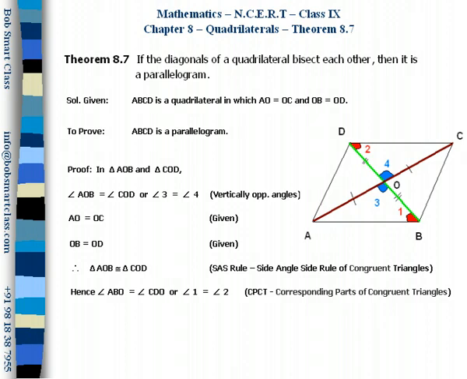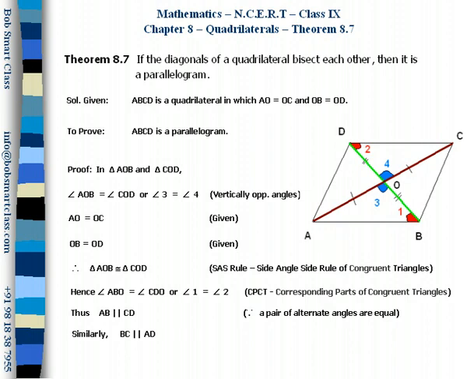Hence, if these two triangles are congruent, then their corresponding parts are equal. Therefore, angle ABO equals angle CDO, or angle 1 equals angle 2. Now, if angle 1 equals angle 2, they are also alternate angles of the transversal BD, which cuts lines AB and DC. Thus, we can say that line AB is parallel to line DC.